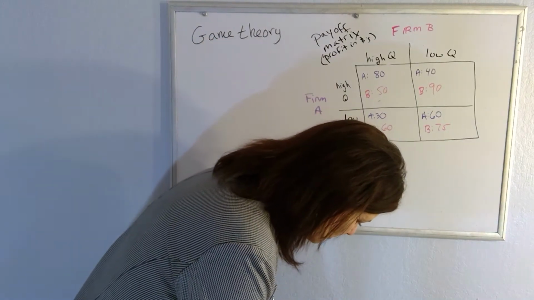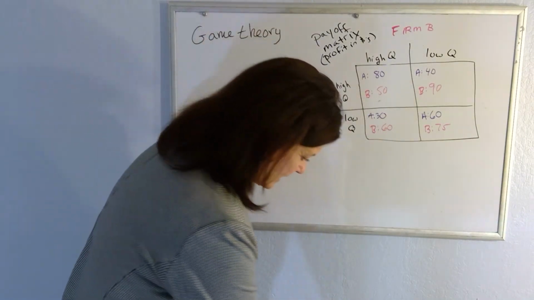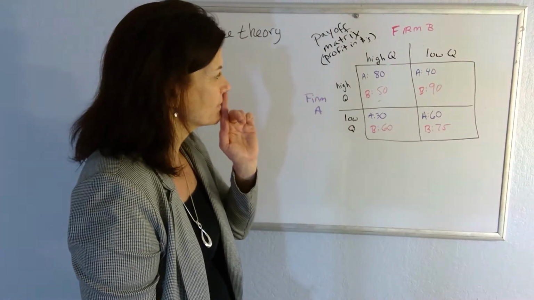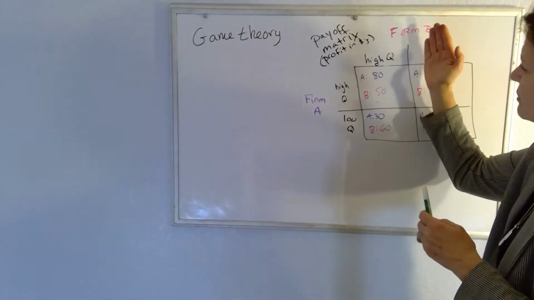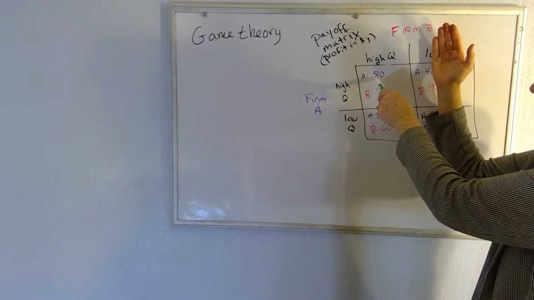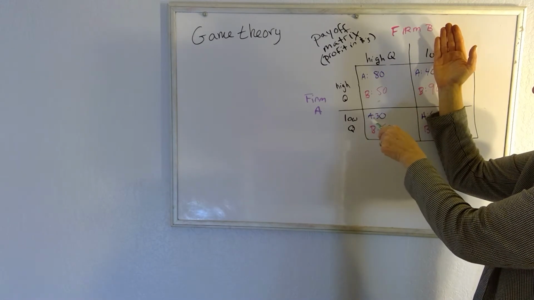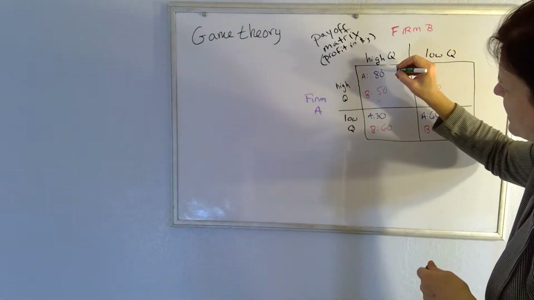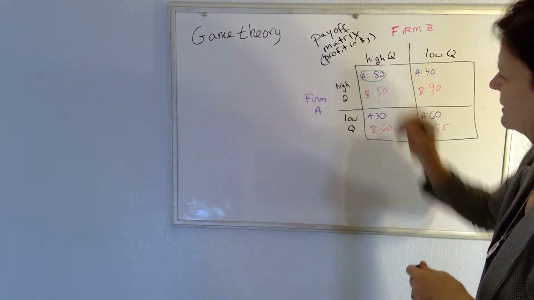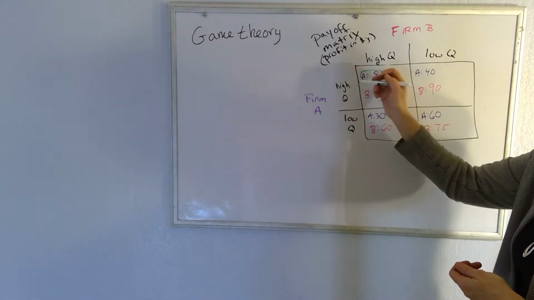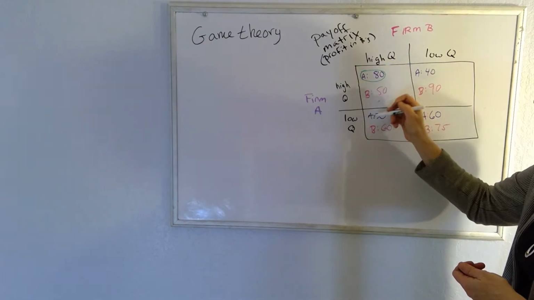The problem is you don't know what the other firm's doing, and so firm A is thinking, if I knew firm B was going to go high, if I knew for sure firm B was playing high, and I'm firm A, I could either go high and get 80 or go low and get 30. So if I knew for sure B was going high, my best response would be to go high and get 80. I go high and get 80 or low and get 30.